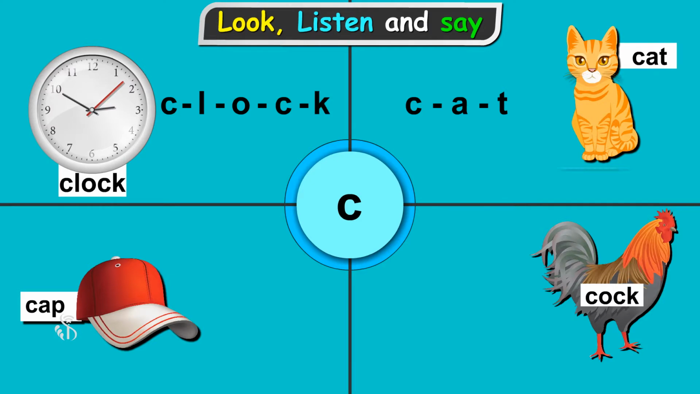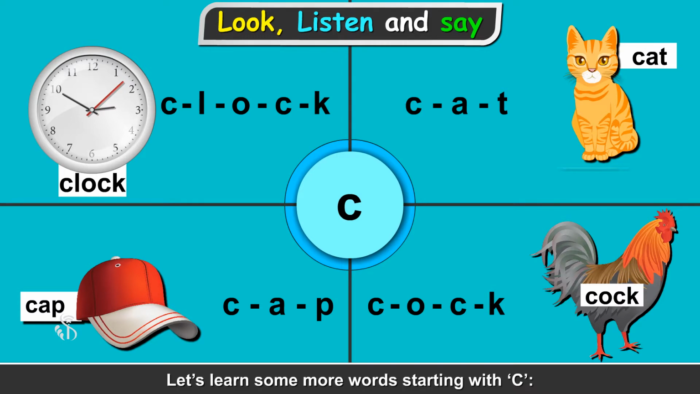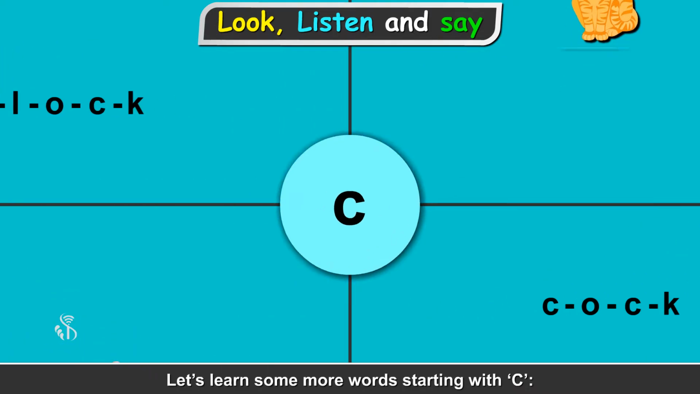C-L-O-C-K, clock. C-A-P, cap. C-O-C-K, cock. Let's learn some more words starting with C.